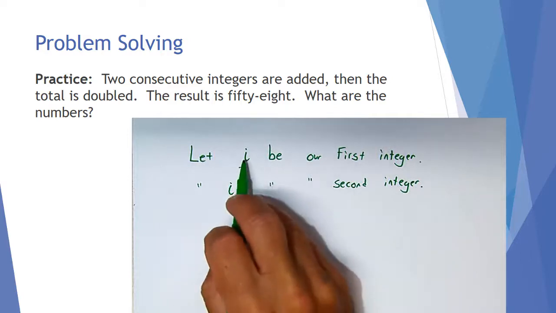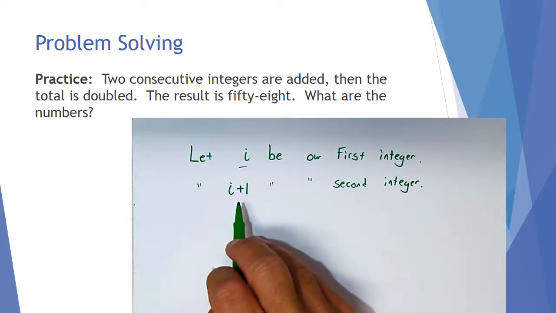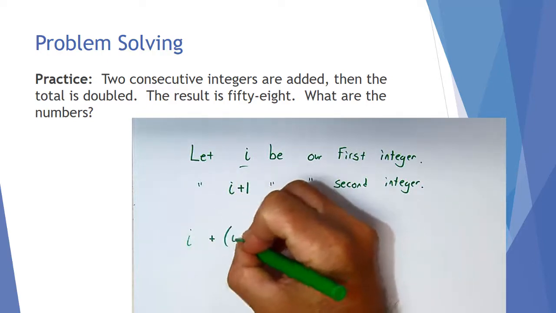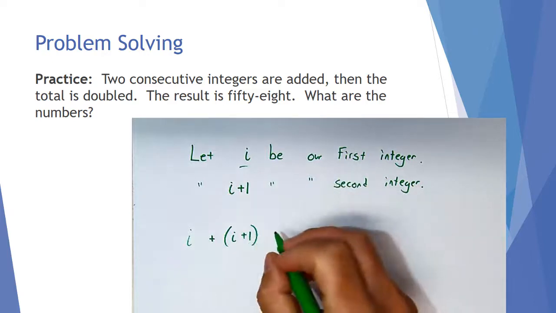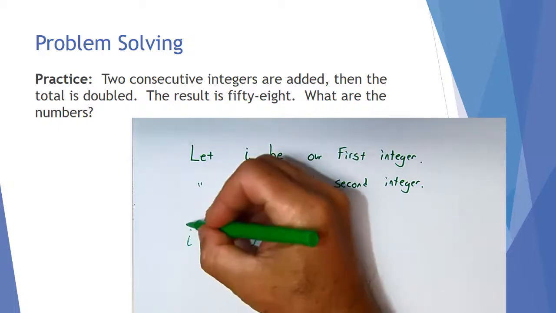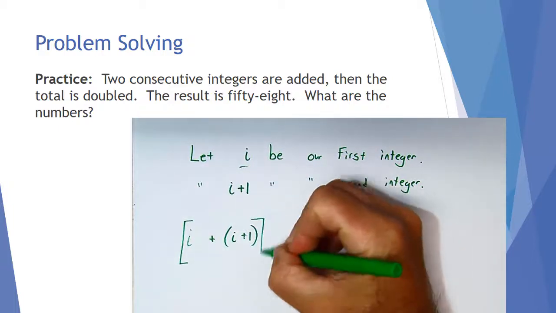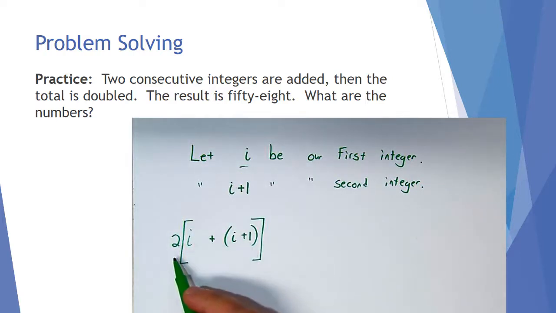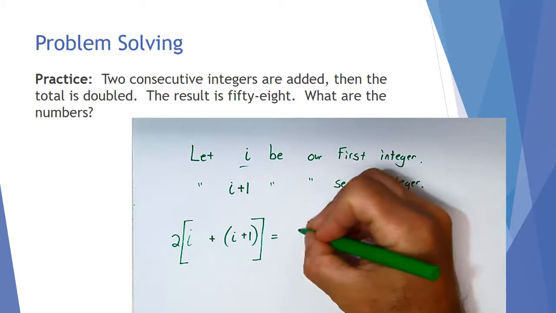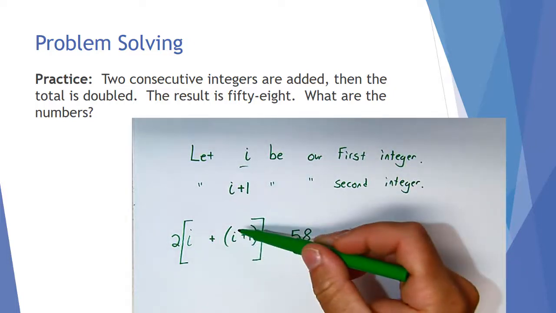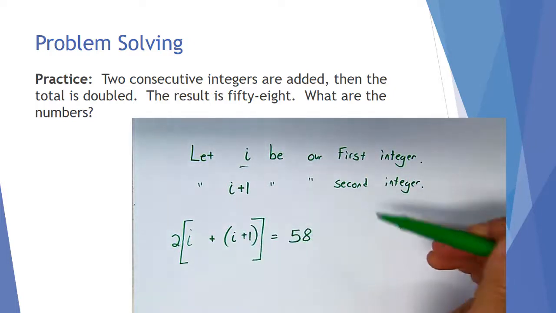Now, here's our two consecutive integers, I and I plus 1. What are we going to do with those? We're going to add those. So I is our first one, plus our second one, I plus 1. Two consecutive integers are added, and that total is going to be doubled. So we're going to take that total, I'm going to use a set of brackets, and multiply that by 2. So we're adding them together, and we're doubling it, and the result must be 58. What are the numbers? Well, we now have an equation to solve: 2 times I plus I plus 1 is equal to 58.